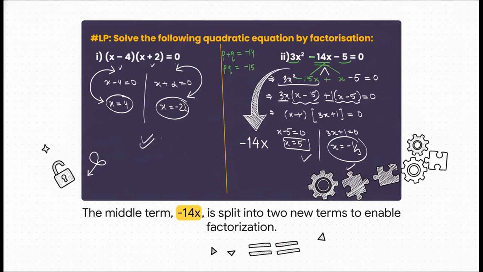Once you do that, something kind of magical happens. You can group the terms up, factor them out, and bam, it just breaks down into these 2 simple little packages. And from there, it's super easy to see your 2 solutions for x, 5 and -1/3. Seriously, when it works, it's so satisfying. It's like hearing a lock click into place.